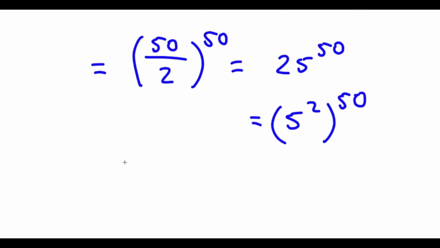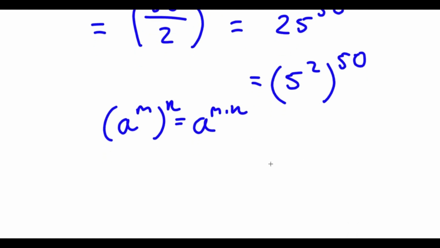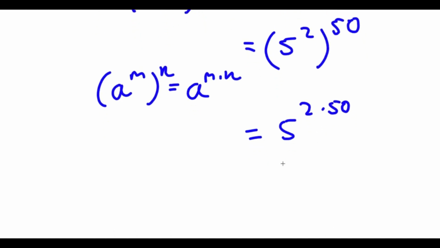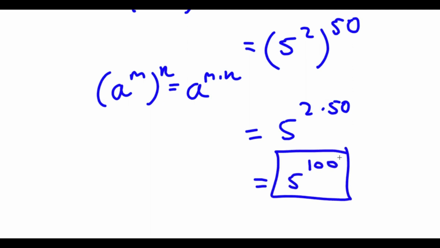Now if I have something in the form a to the power of m to the power of n, this is equal to a to the power of m times n. So 5 to the power of 2 to the power of 50 is equal to 5 to the power of 2 times 50. And 2 times 50 is 100, so 5 to the power of 100 is my answer.